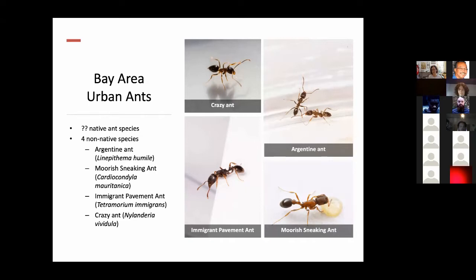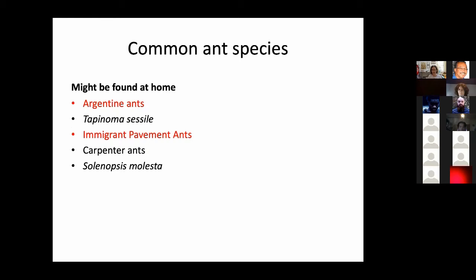Well, their common names are kind of silly. Moorish sneaking ant, who came out with that? And the immigrant pavement ant, which is actually a good common name because they are immigrant and they do live in the pavement. So that one does make sense.